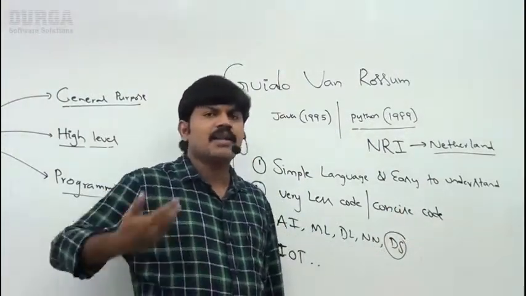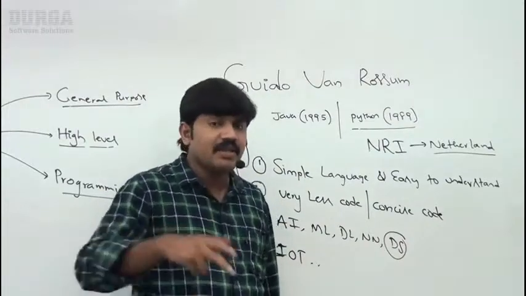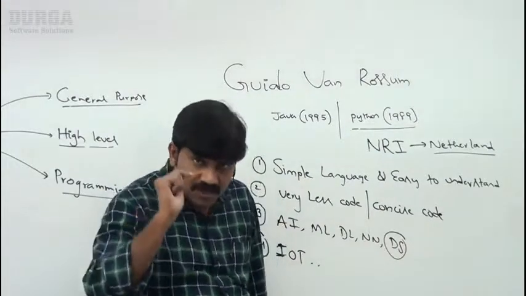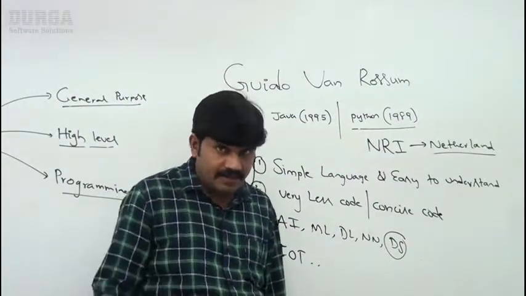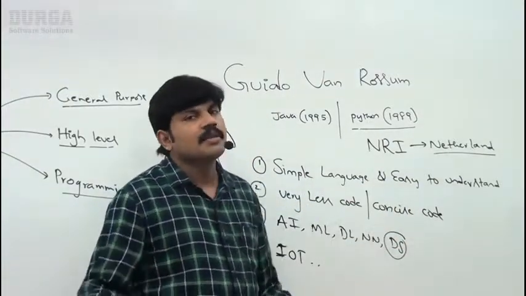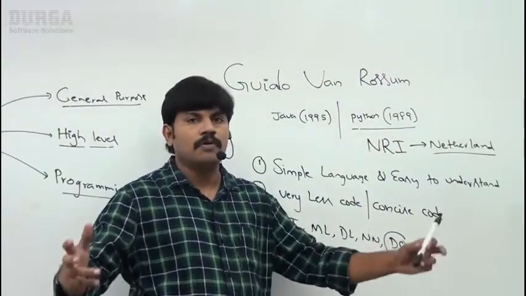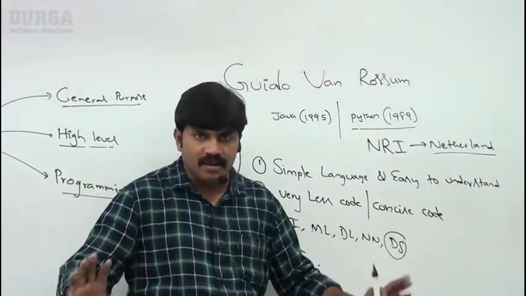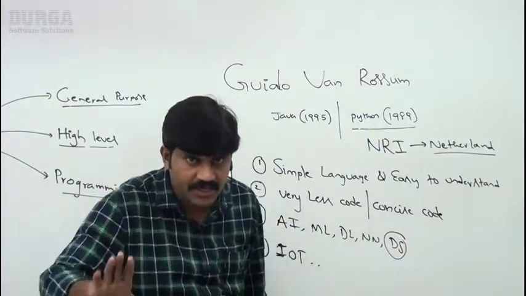Sir, why did Python suddenly become popular even though it is an old programming language? Because for the current market trending requirements, the best suitable compatible language is Python. That's why it became more popular when compared with other languages. Up to this, any doubt about this?